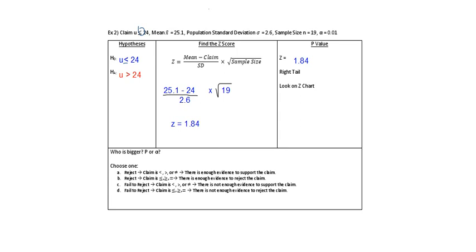Don't forget, we're going to look it up on the chart. If you look that up on the chart, you get 0.9671. But don't forget, this is a right tail test, and right tail is just like dealing with more or greater than. Right tail means we have to subtract from 1. So we're going to do 1 minus 0.9671, and that's going to equal 0.0329.